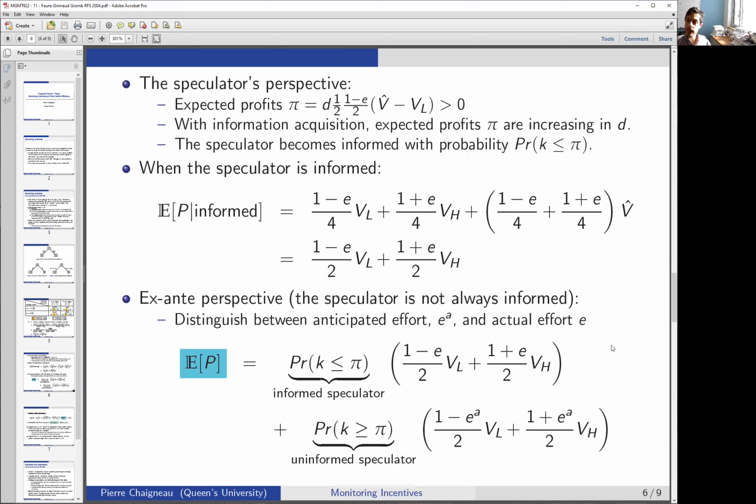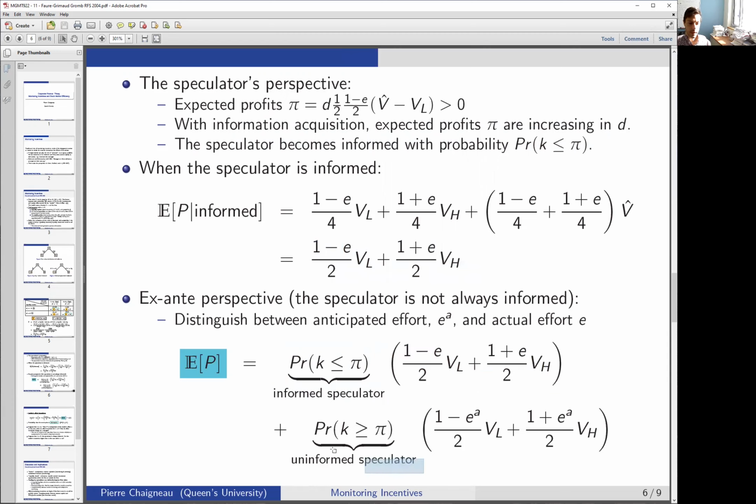So again, there's two cases, depending on whether the speculator is informed or is actually not informed. And of course, the insider does not know that at the time of taking expectation and choosing his effort. So with this probability, the speculator is informed. That comes from this. And in this case, as we already determined, the stock price will be equal to that.